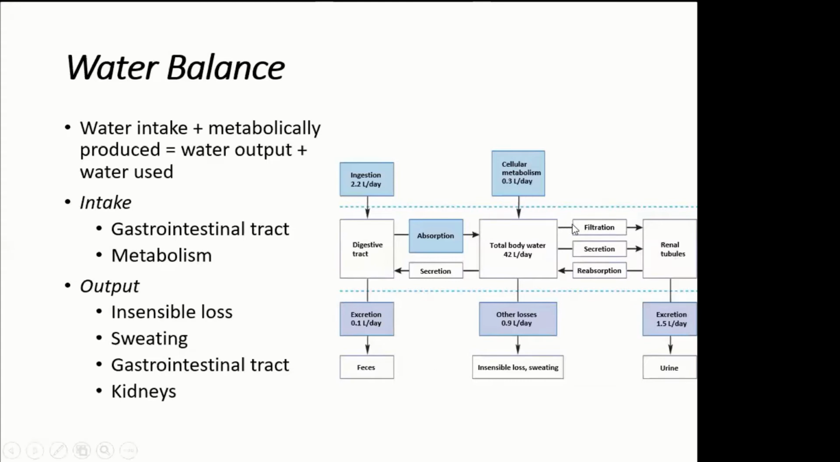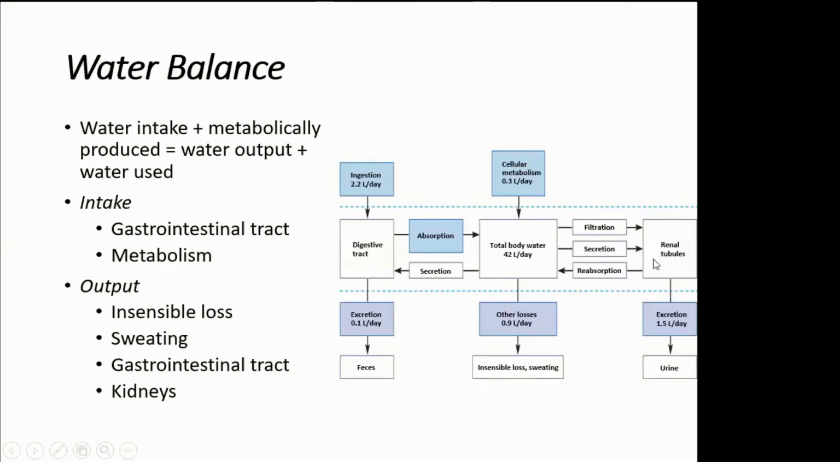Let's look at the kidneys first because that's what we've been talking about. So water is exiting that total body water because it's being filtered out of the plasma in the nephrons, right? It's going through the glomerulus, that capillary bed, getting caught by Bowman's capsule, going into our renal tubules. So that's this filtration part. A little bit might get secreted.